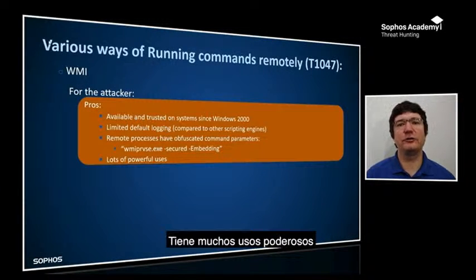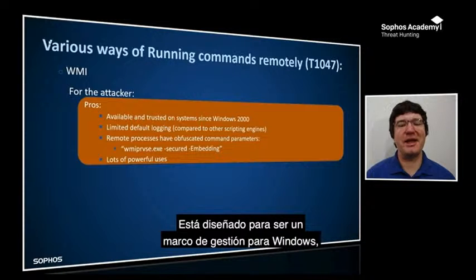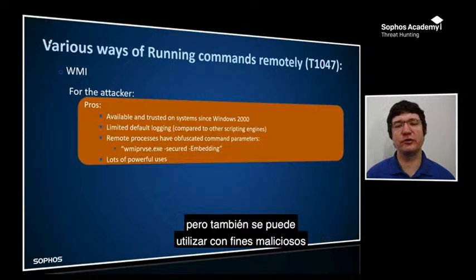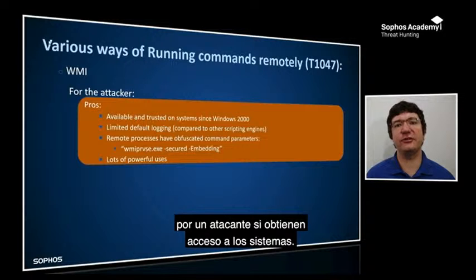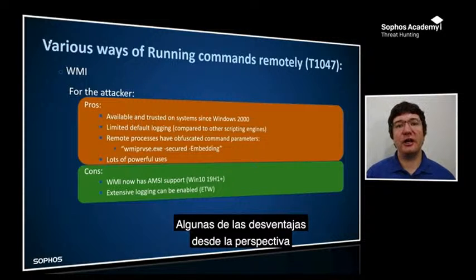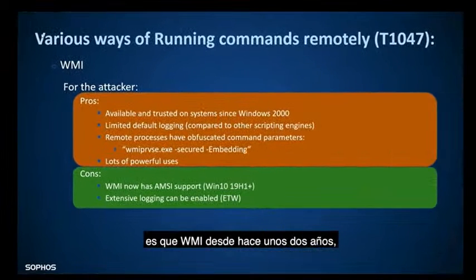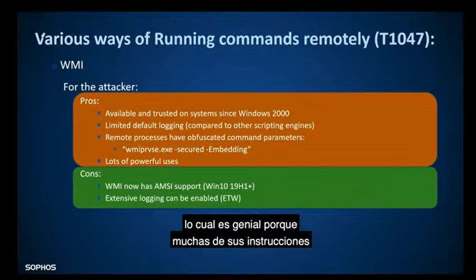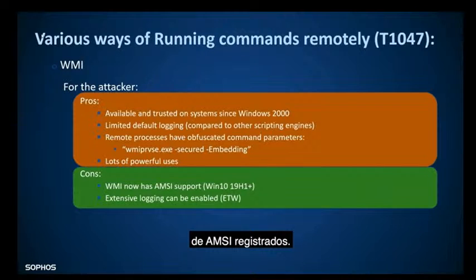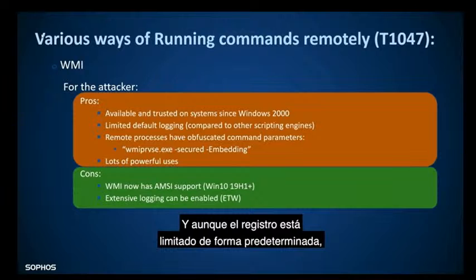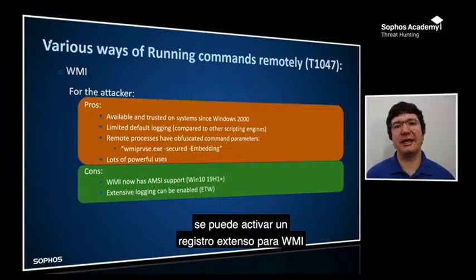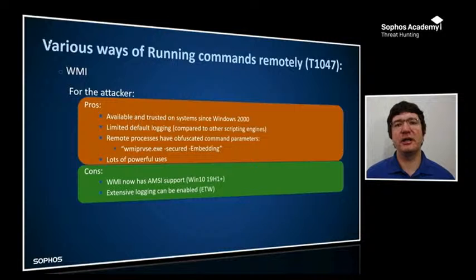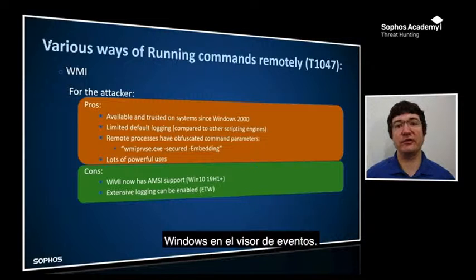It has a lot of powerful uses both from the discovery phase as well as the lateral movement phase, which is obviously its job. It is designed to be a management framework for Windows, but it can also be used for malicious purposes by an attacker if they gain access to systems. Some of the cons from an attacker's perspective is that WMI, since about 2 years ago, also now supports AMSI, which is great because a lot of its instructions are now also passed to the registered AMSI providers. And although logging is limited by default, extensive logging can be turned on for WMI, and the logs end up in Event Tracing for Windows in the event viewer.